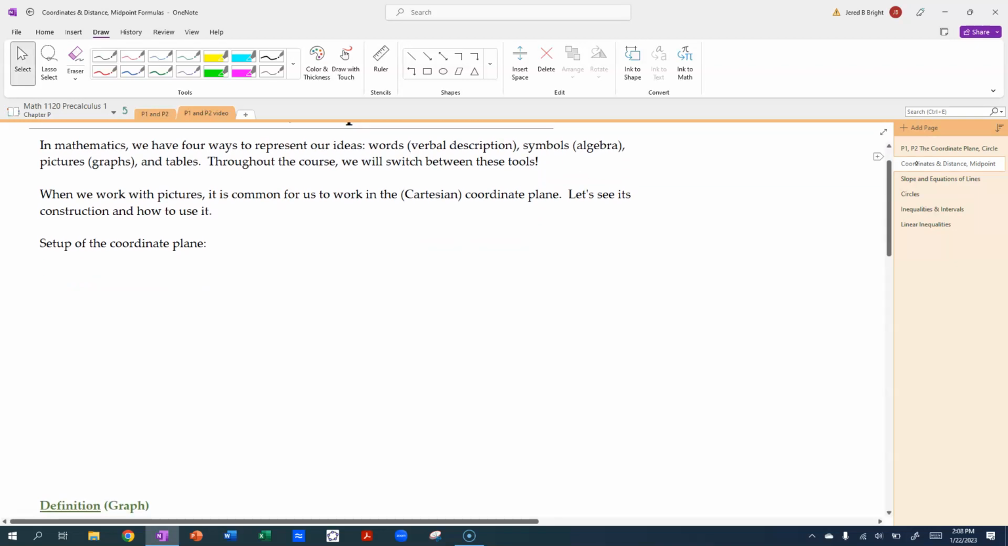in our work in this course, we're going to look at representing mathematical ideas in four ways. We're going to look at representing them with words, symbols, pictures, and tables. Okay, we're going to talk about these as the four forms of a function. More on that in a little bit, but we want to make sure that we have a common method for the graphical approach, and that's when we're going to primarily work in the Cartesian coordinate plane.